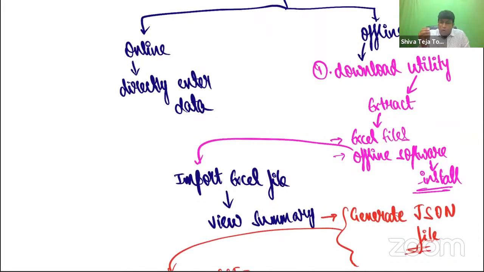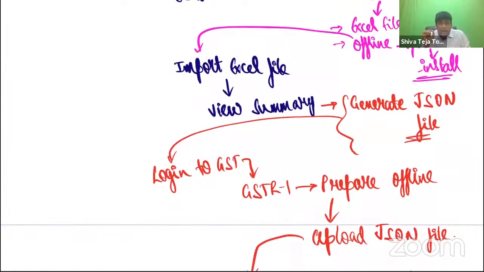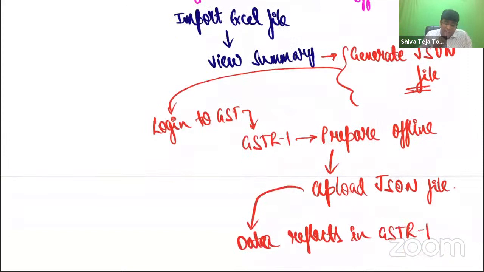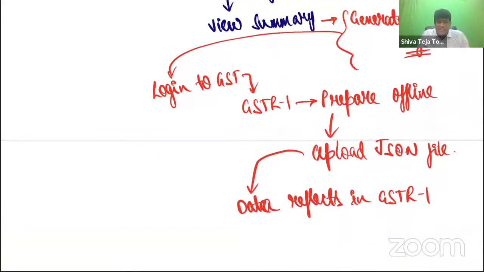Please see that. Download the utility, extract the files. You'll find Excel files there and the offline utility software. And that offline software you have to install. In that software, you have to import the Excel file, then view the summary, and then generate the JSON file. After generating the JSON file, we will log into the GST portal, and in GSTR1 we'll click the option of prepare offline, and there we will upload the JSON file. And after we upload the JSON file, the data will then come and reflect in GSTR1.